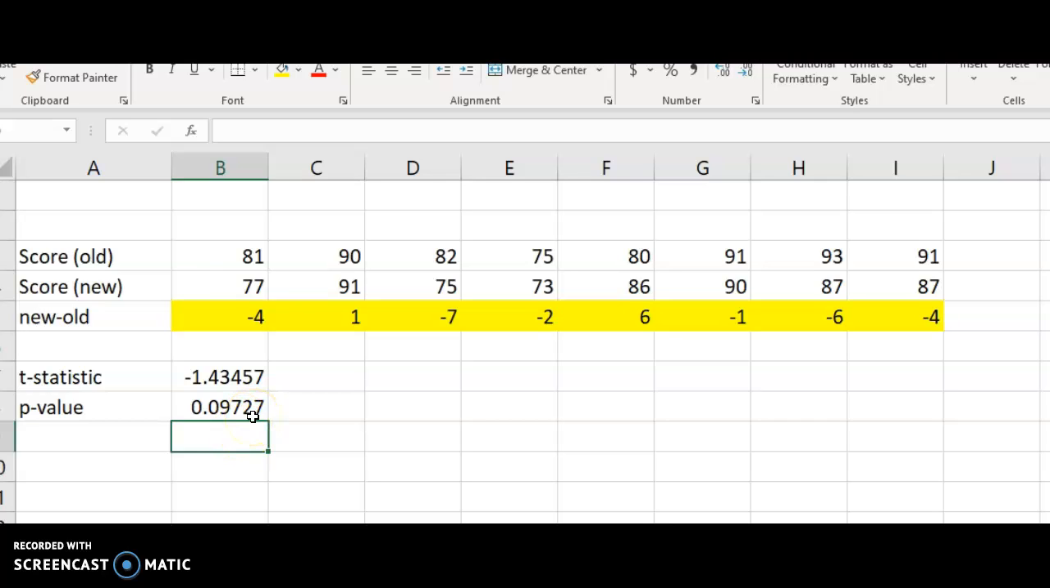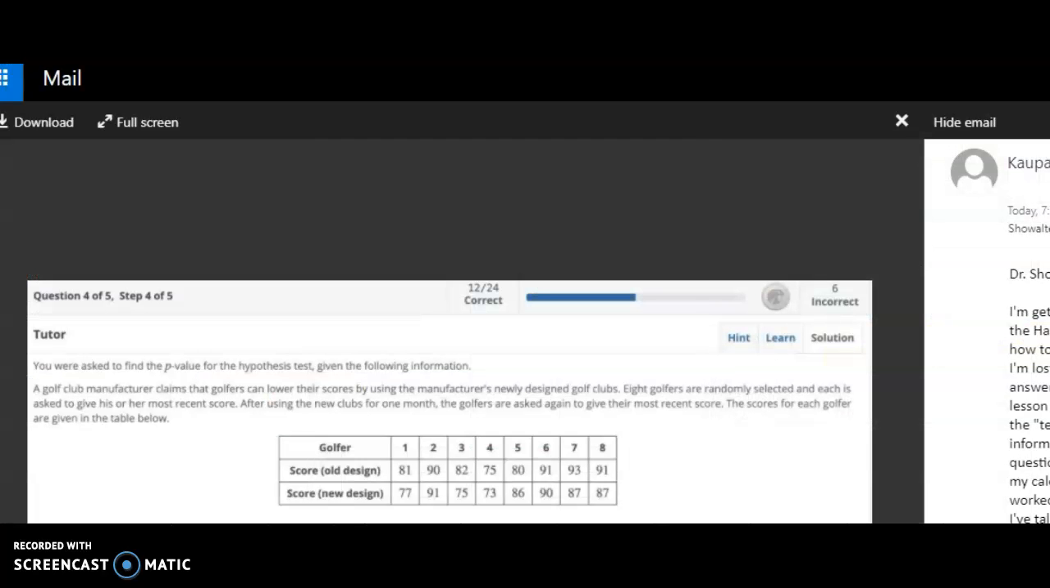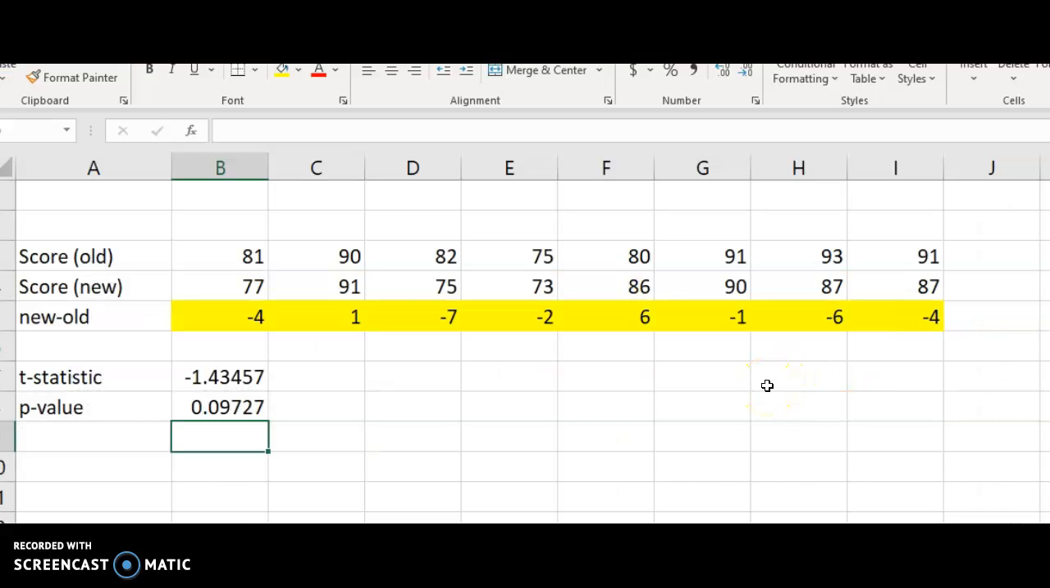Now, we're not quite done here. We have to ask ourselves if it's a one-tailed or a two-tailed test. In this particular case, it said golf club manufacturer claims that they can lower their scores. Because it has that directional word, it is a one-tailed test, and so indeed we can just keep this. If it had said there's a difference in the scores, but it doesn't tell you what direction, this would be the area just in a single tail, and you would need to double that. But as it is, this is our final answer because it is a one-tailed test.